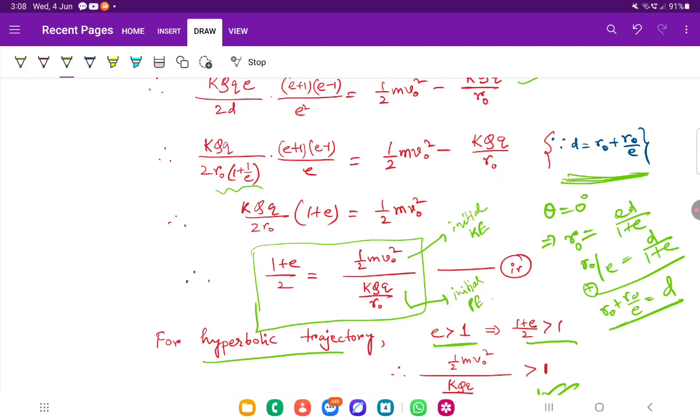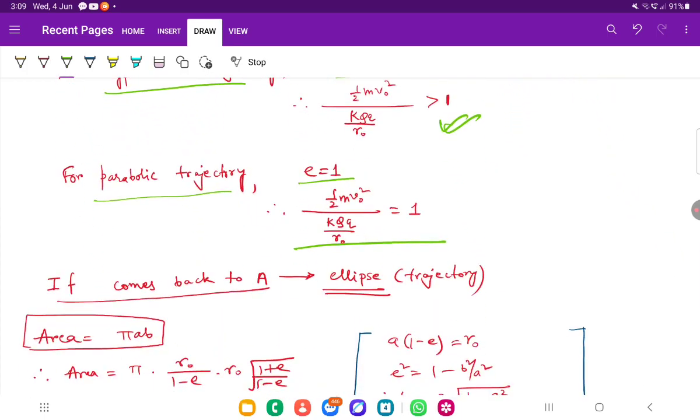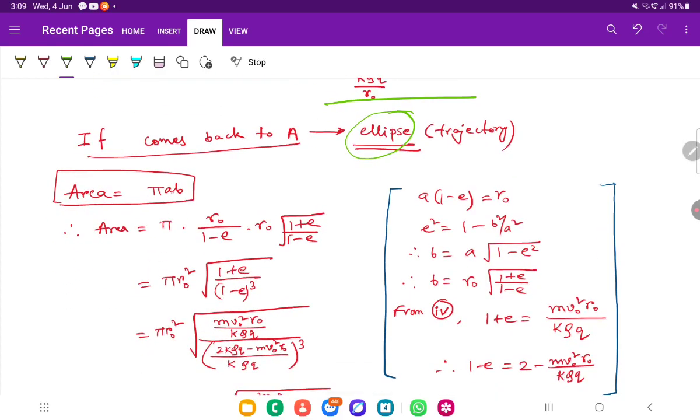As you can clearly understand, for hyperbola and parabola, the particle will never come back to its original position. So for options A and B, the trajectory must be an ellipse, because an ellipse is a closed trajectory. In that case, the particle will be back at the same position from where it started. As you know, area of ellipse is pi AB. I have not defined A and B. By convention, I have written A and B as semi major axis and semi minor axis respectively.